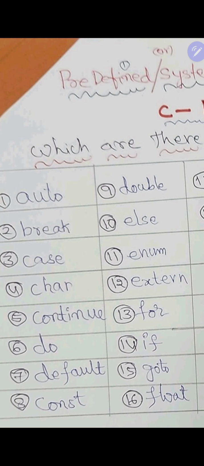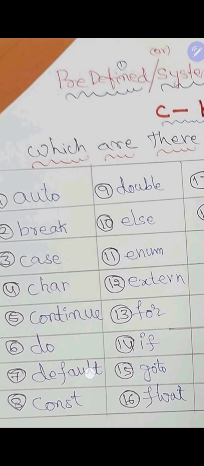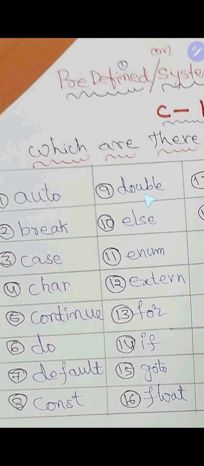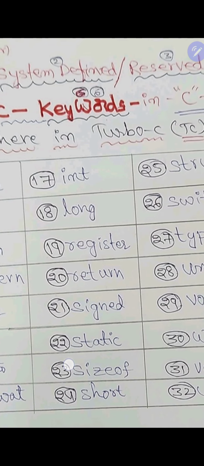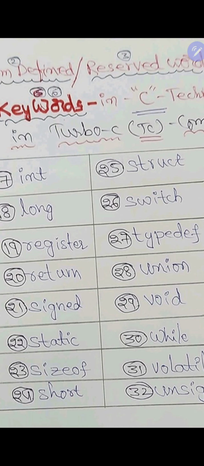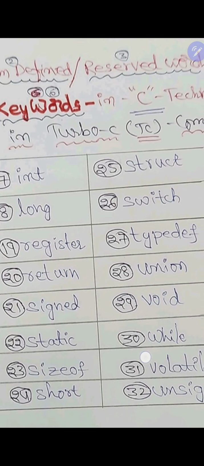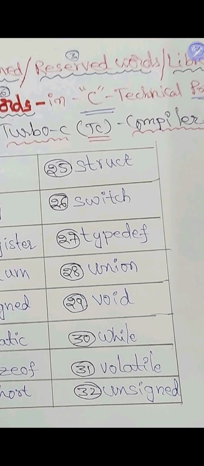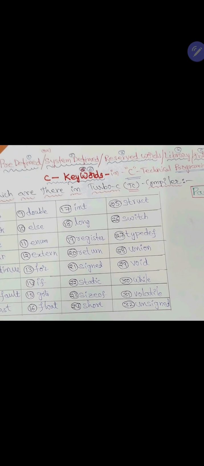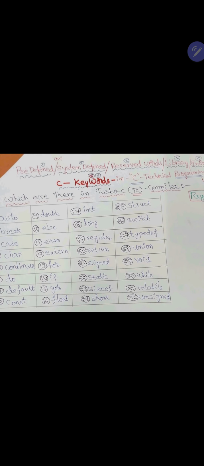Case, char, continue, do, default, const, double, else, enum, extern, for, if, goto, float, int, long. Long is a bigger data type than int. Register, return, signed, static, sizeof, short, struct, switch, typedef, union, void, while, volatile, unsigned. These are the 32 keywords. You can pause the video and see those keywords.